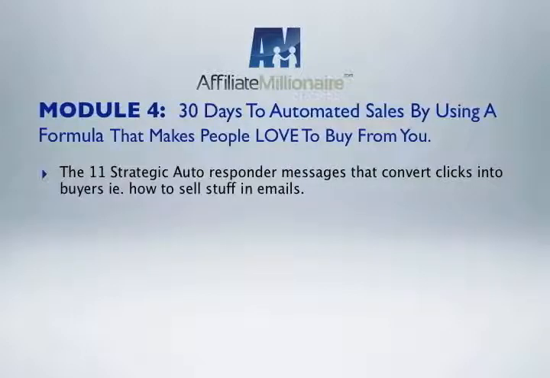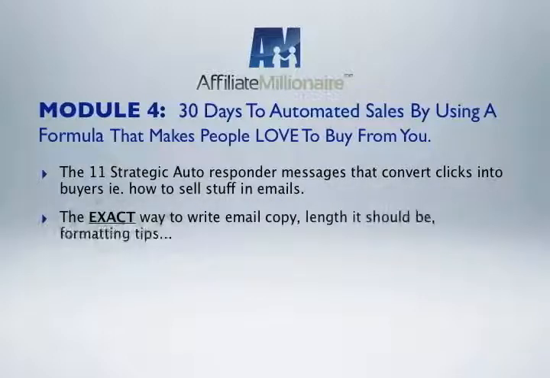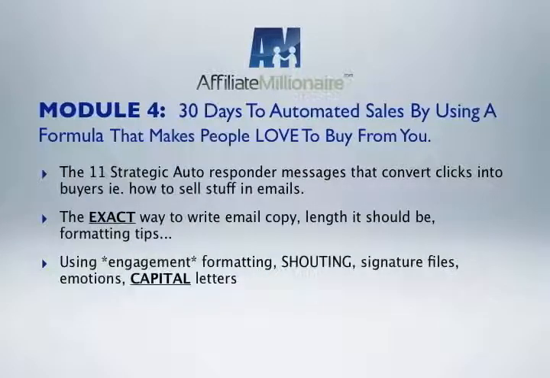We're going to go through the 11 strategic autoresponder messages that convert clicks into buyers. To put this simply, how to sell stuff in emails and help make money for you as an affiliate. We're going to go through the exact way to write email copy, the length it should be, formatting tips. We're going to use engagement formatting, shouting, signature files, emotions, capital letters.